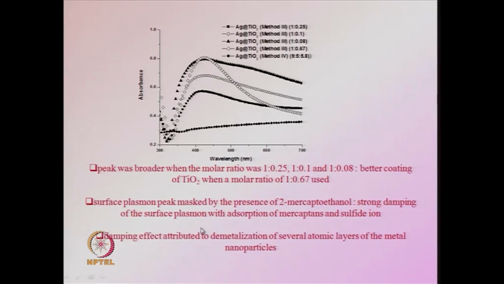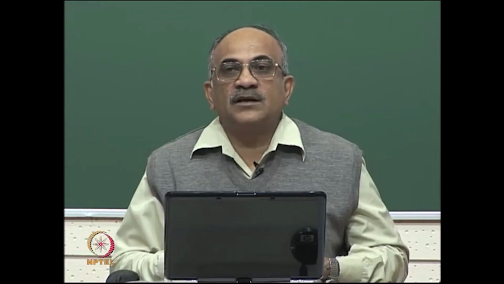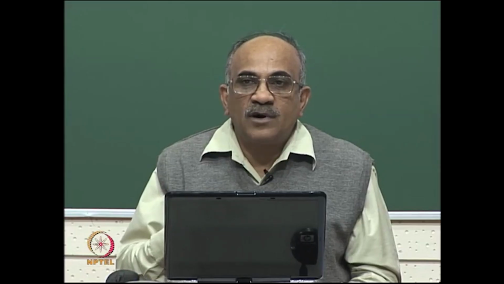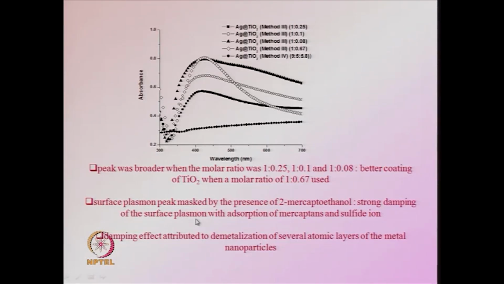Now, if you add 2-mercaptoethanol, now mercaptoethanol has an SH group, and this sulfur of the thiol group will attach itself on top of the silver particle, because silver and gold bind to this sulfur, and so whenever you have this mercaptoethanol, this sulfur group will bind onto the silver particle. So, what will that do to the SPR band? So, you will have a damping of the surface plasmon.